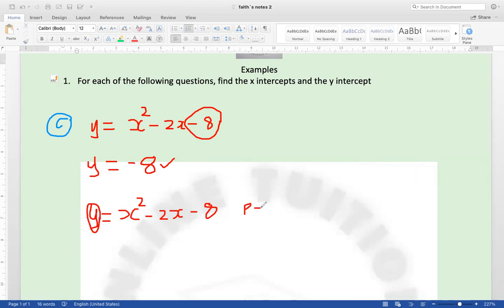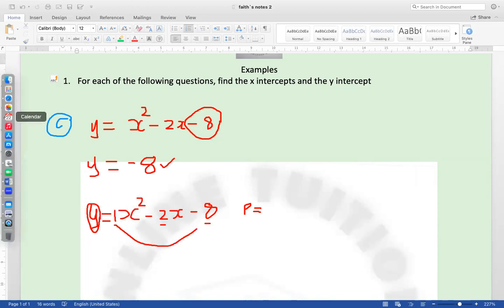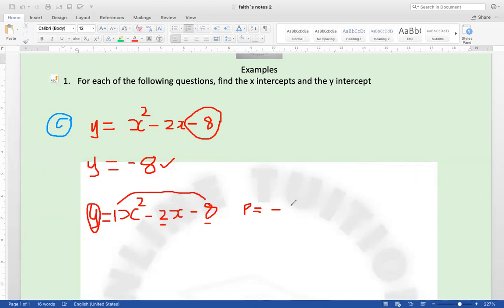Product. You can use the bus formula, entirely up to you. So the coefficient here is 1, the coefficient here is 2, the coefficient here is negative 8. So we'll multiply these two. When we multiply these two, our product is going to be negative 8. The sum, we don't struggle to find it. We just find the coefficient of the term where x has a power of 1. So our sum is negative 2.